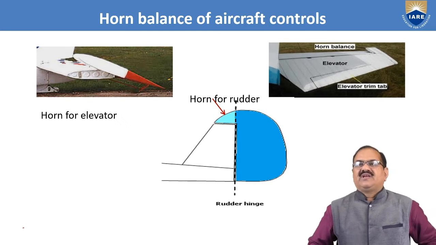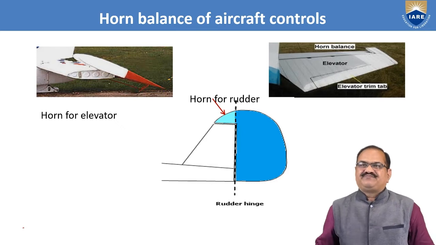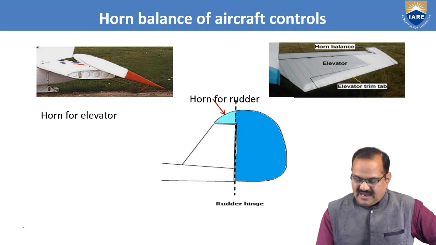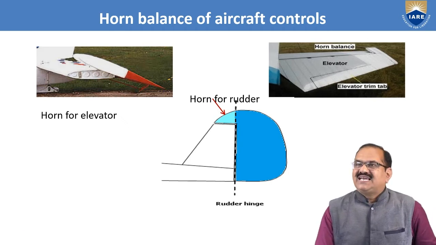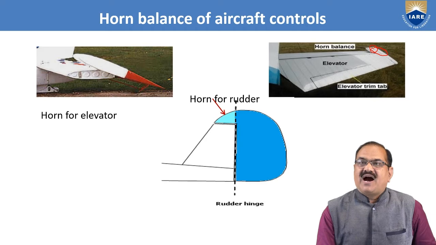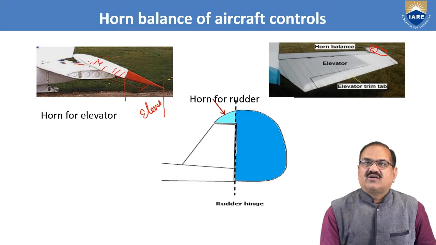Here I have shown some diagrams for the horn balance of aircraft control. You can see the horn for an elevator. Here, this is the elevator, and this part is called the horn. Also here, this red part, from here to here, is the elevator, and this white part is called the horn.